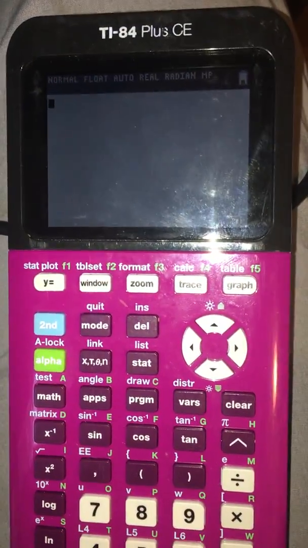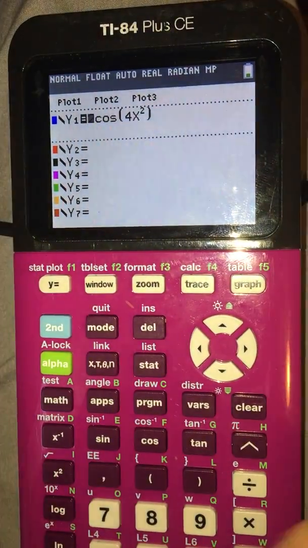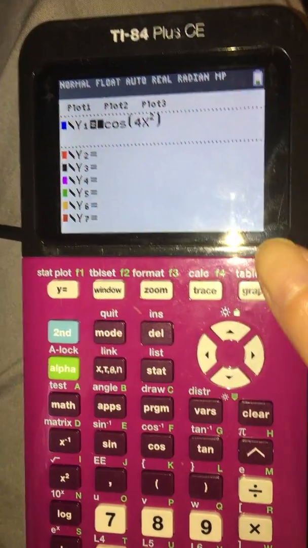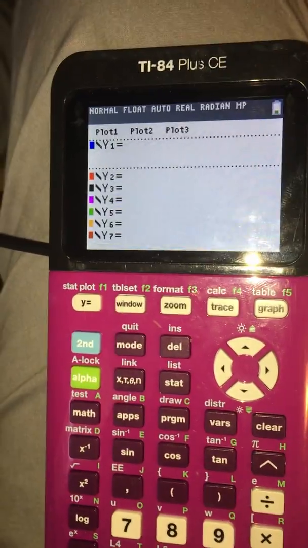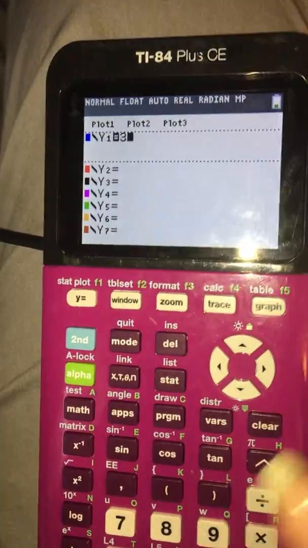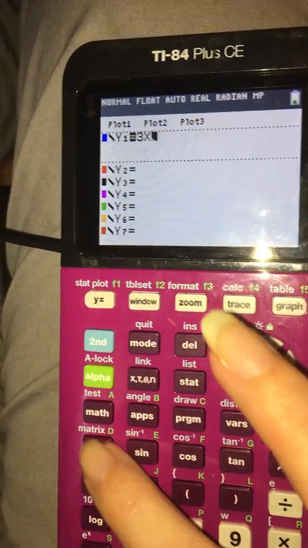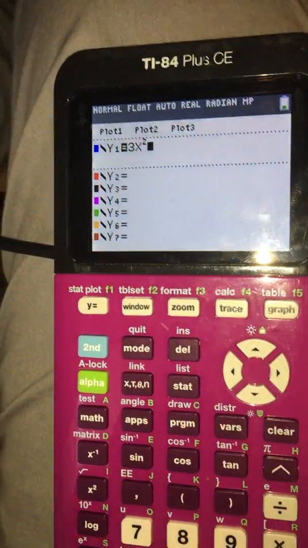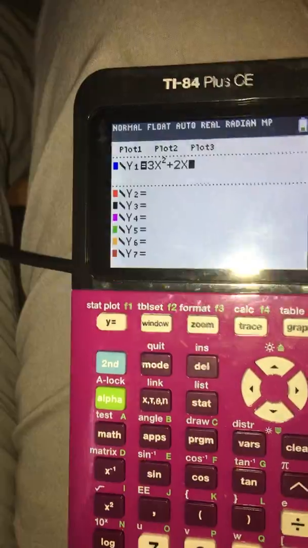Okay, so let's review how we can use our calculator to find the x-intercepts on a graph. So first we're going to go to y equals, and we're going to put in a function. So whatever function we want to put in there, let's say we're going to do 3x squared plus 2x minus 4.